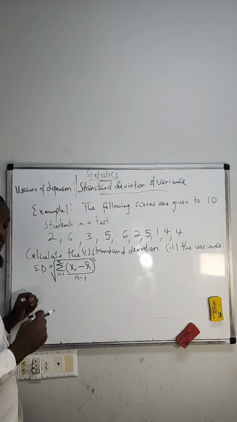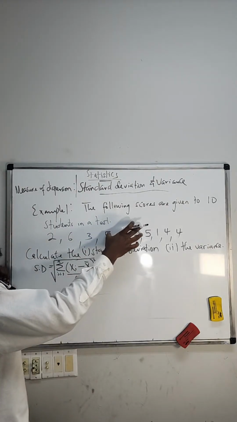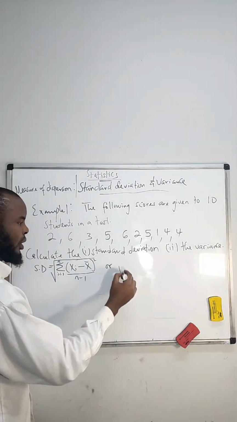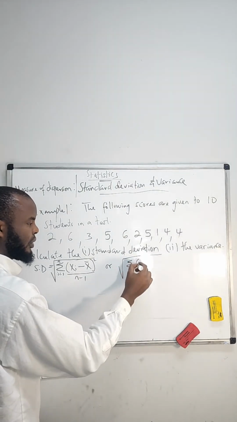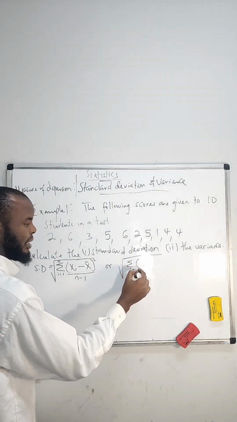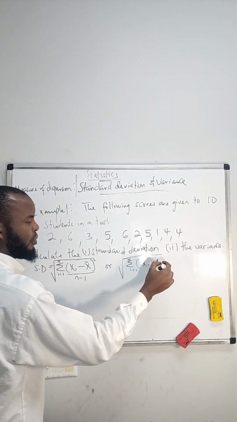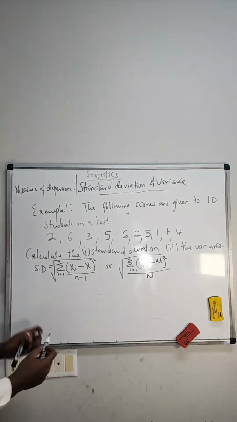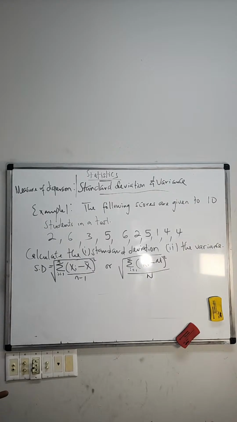But when we talk about population standard deviation, we use the square root of the summation of xi, i from 1 to n, minus the mean, squared, divided by n. I believe you understand the difference between population and sample. If the question does not tell you the information is based on a sample, you assume it is population. So I'm going to use this.